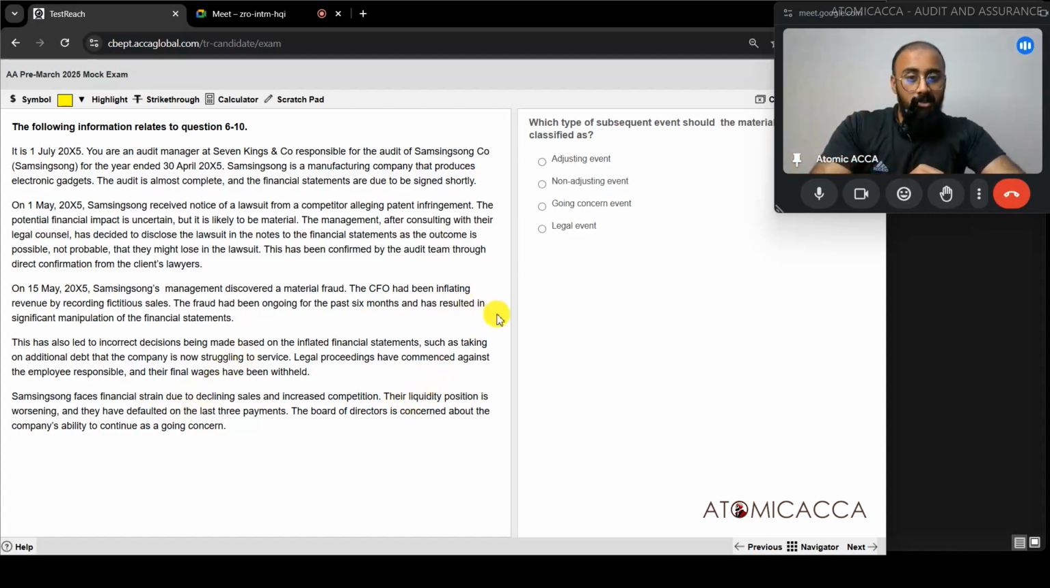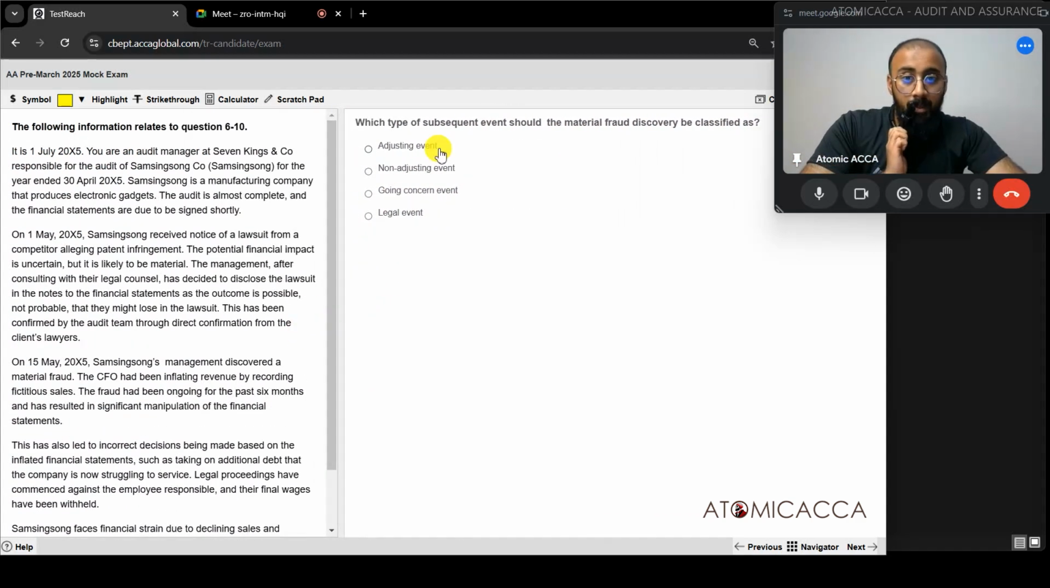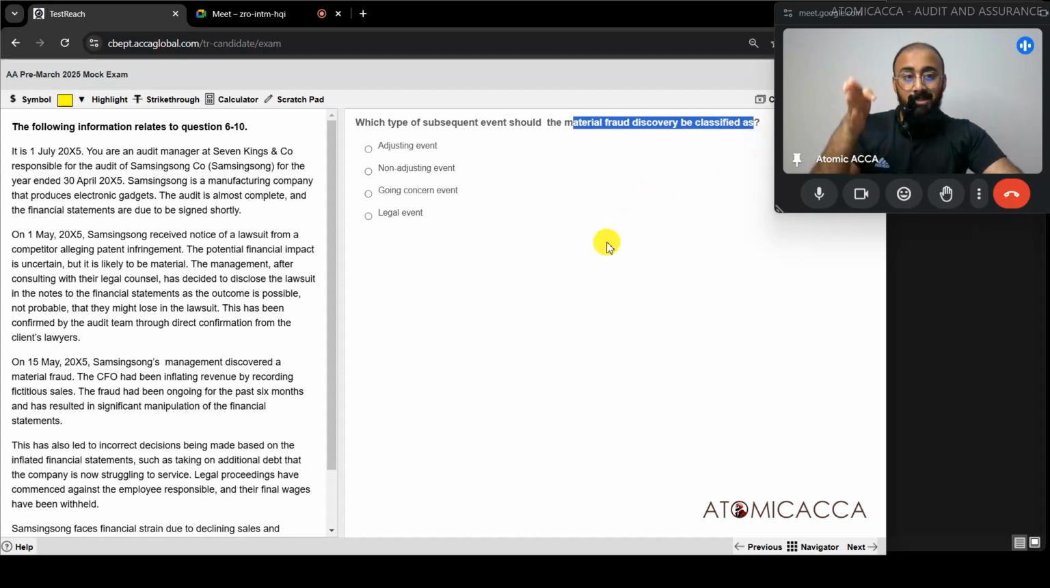Now let's read the questions one by one and see what the situation is. What type of subsequent event should the material fraud discovery be classified as? So year end is 30th April. You found this 2 weeks later, which is a material fraud that has been happening through the year. So whenever an event is found out post year end and it has some source of evidence through the year, and at the reporting date the FS is created and it has some impact on it, this is always an adjusting event.